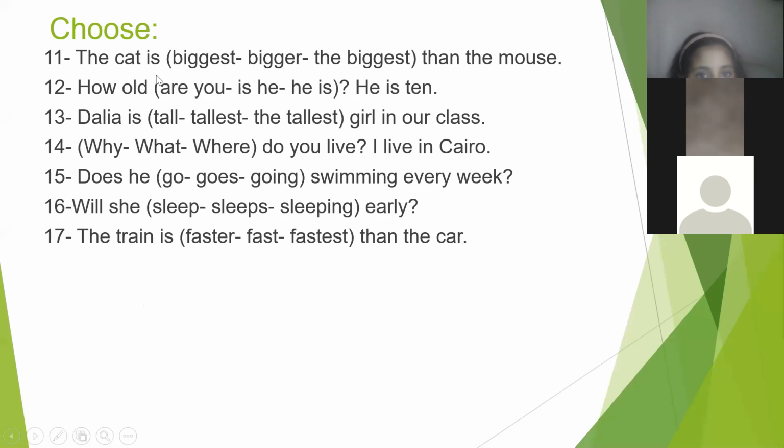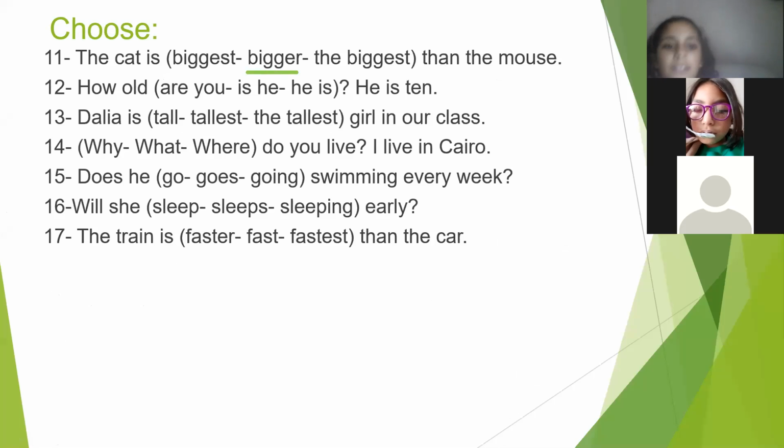Number 11, the cat is biggest, bigger, the biggest than. You have here the word than. What should I do with than? Bigger, excellent, bigger than the mouse.